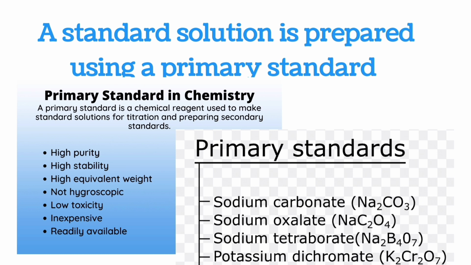What qualifies a substance as a primary standard? It should be highly pure, meaning it should have a high purity rate. It should be very stable. It should have a high molar mass. It should not be hygroscopic or deliquescent. It should be inexpensive and readily available. Some examples of primary standards we use in the laboratory are sodium carbonate, sodium oxalate, sodium tetraborate, and potassium dichromate.